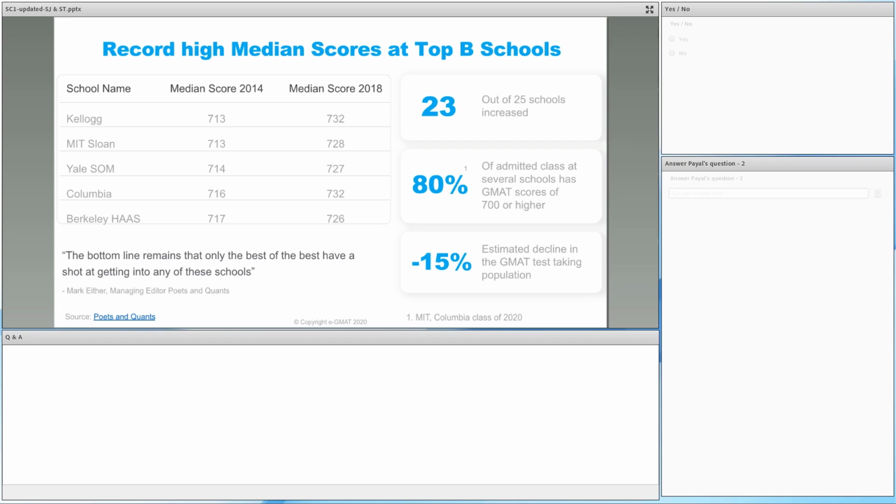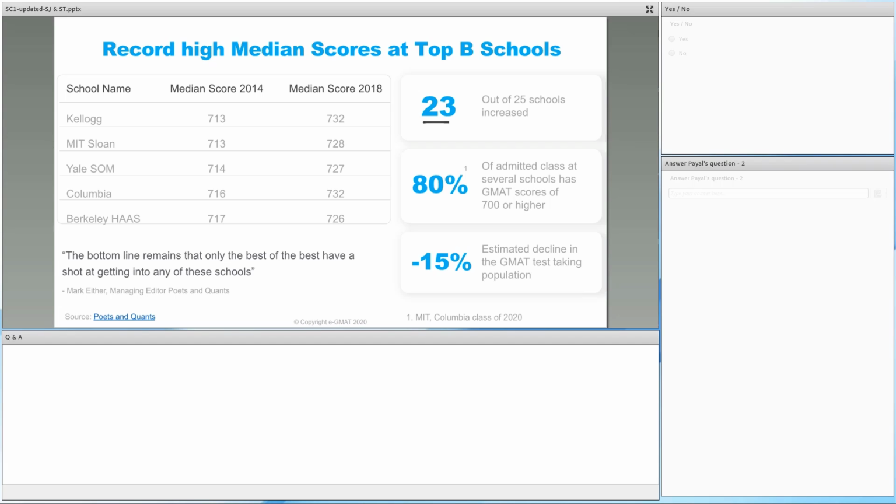The second thing is that these are top B schools, and in these top B schools, the scores have increased in 23 out of the 25 tier 1 B schools that I'm talking about here. And the remaining two schools out of these 25 had their median scores almost at the same mark.